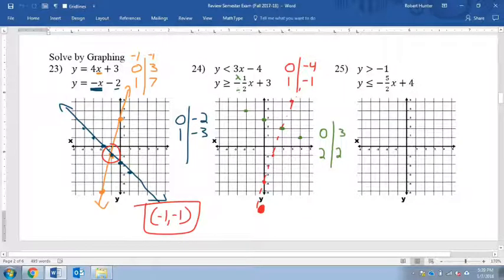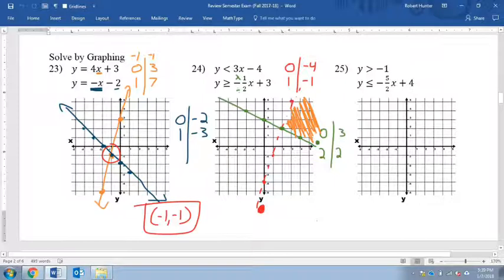Alright. And this one gets a solid line because it has the or equal to line underneath it. And it's a greater than, so it's above. So we want above the green line and below the red line. So that is everything in this area right there. Cool. Try 25 on your own.